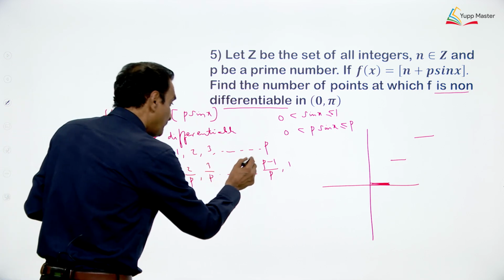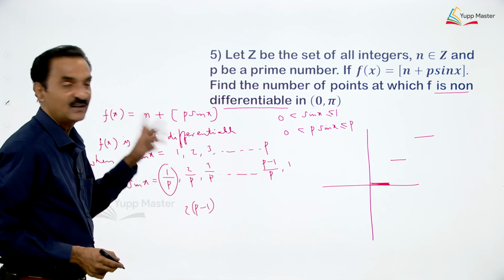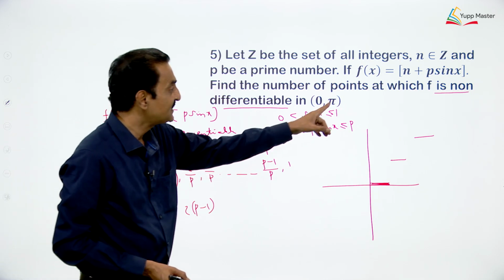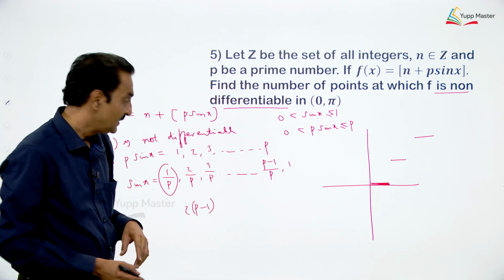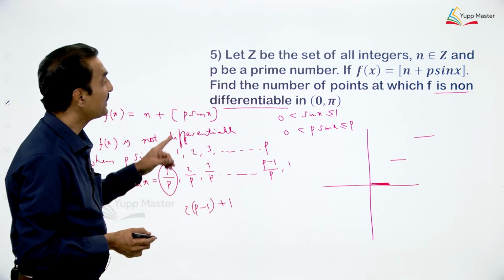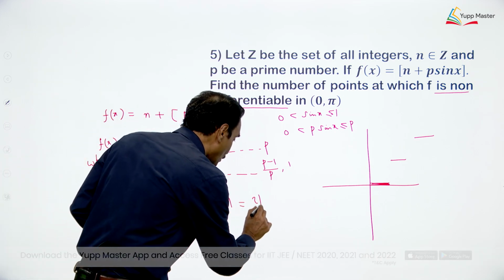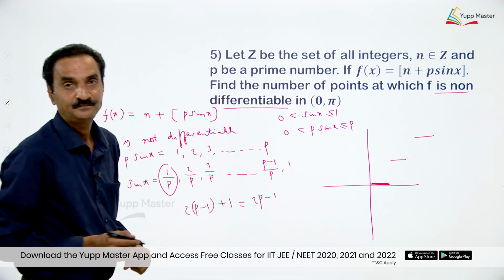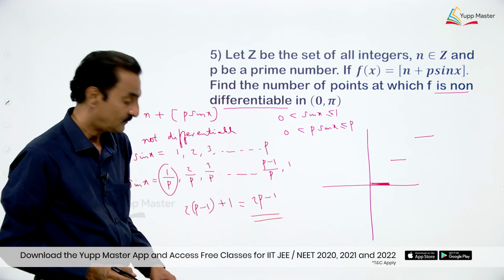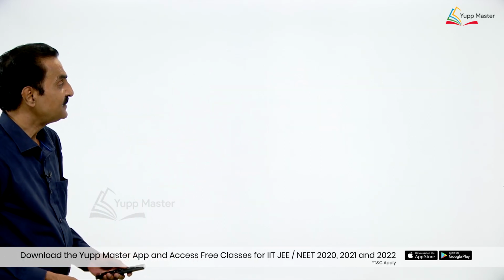So, p minus 1 into 2 values of x, but for sin x is equal to 1 there is only one value, x is equal to pi by 2. So, that value plus 1. So, total number of points where it is non-differentiable is 2p minus 1. Okay. So, answer is 2p minus 1. Go to next question.